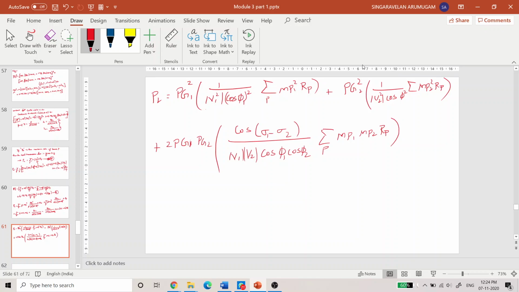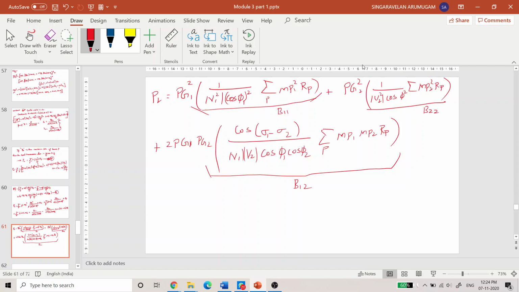Suppose I am replacing this value with B11 and this value with B12 or B22. So this is B22 and then this is B12.